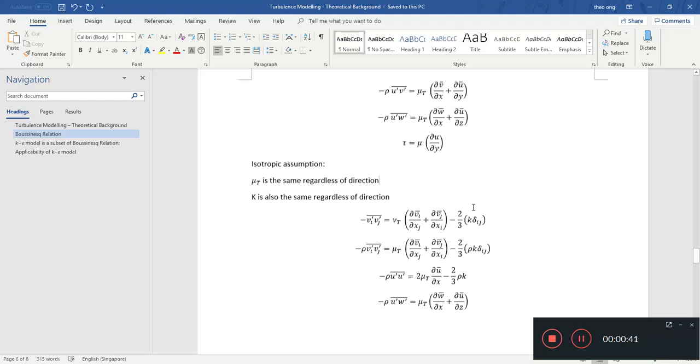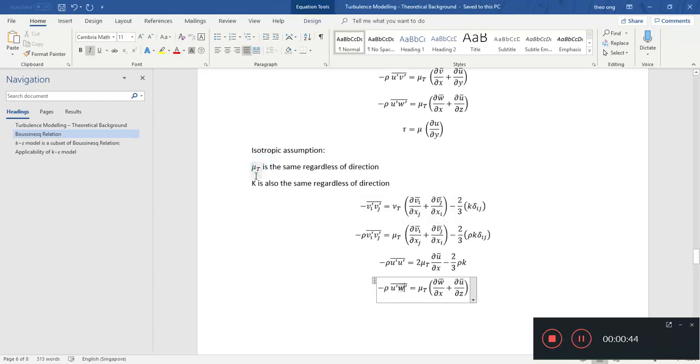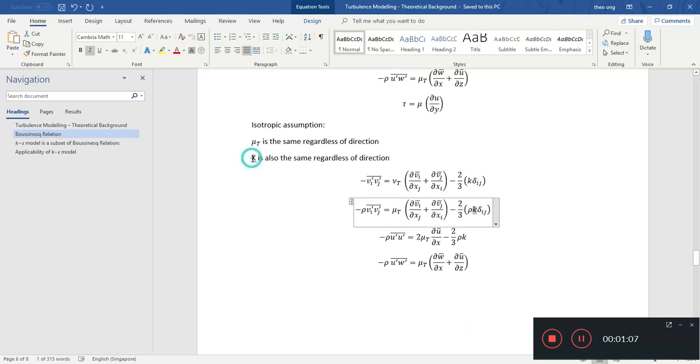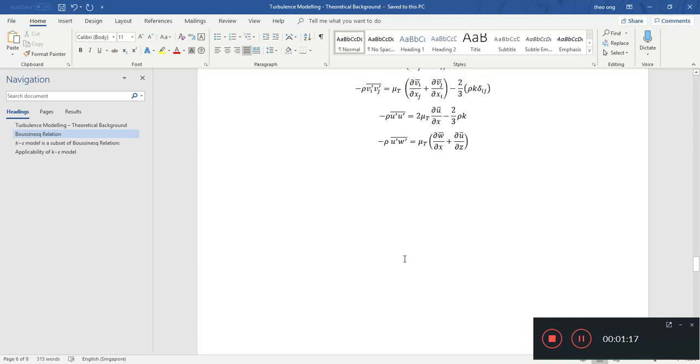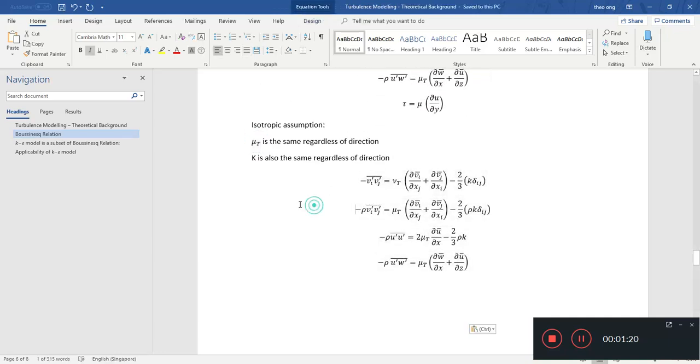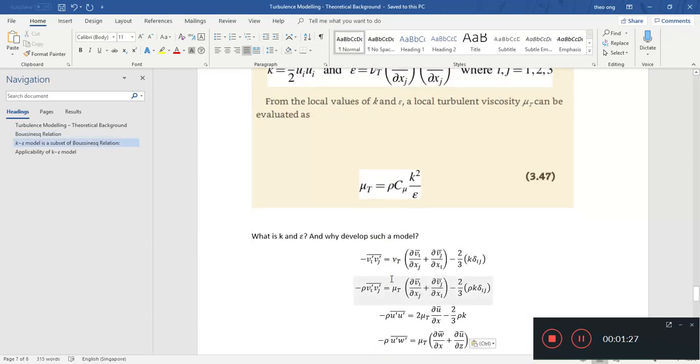And of course we can further assume that mu t, which is the turbulent viscosity, and k, which is something like the turbulent kinetic energy, are independent of direction. So that is something we can assume also. Because this is a scalar, it's supposed to be like a fluid property, so to speak. It may differ from place to place, but usually it is the same. That's usually the standard assumption anyway.